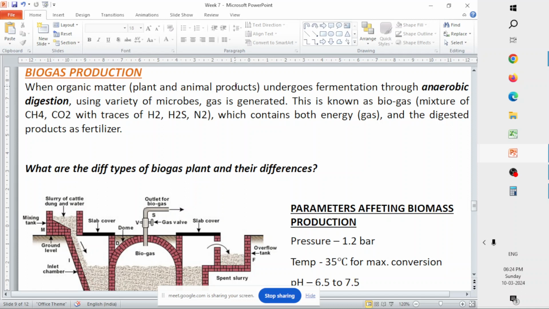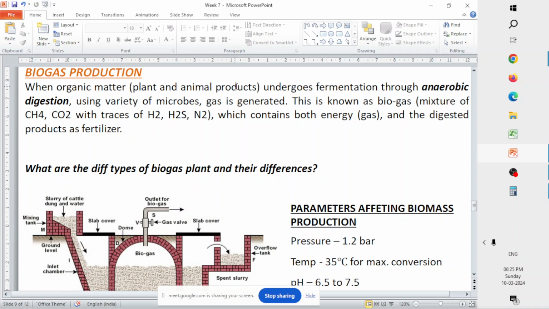In terms of construction, we have two types. One is the fixed dome biogas plant and the other is the floating dome. What is the difference between a fixed dome and a floating dome? In a fixed dome, the dome used for collecting your biogas is fixed, whereas in a floating dome, it is not fixed. It will keep rising up and down depending upon the pressure of the biogas generated from the digestion process.